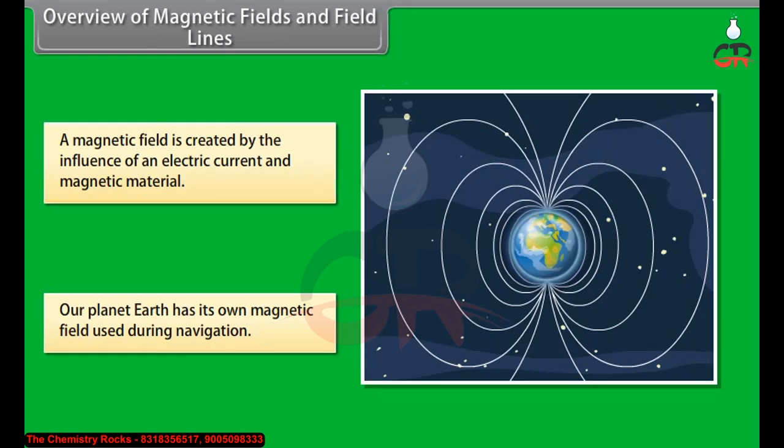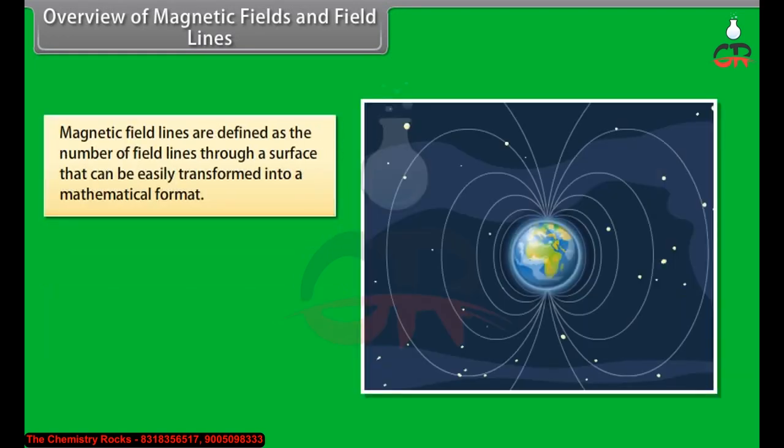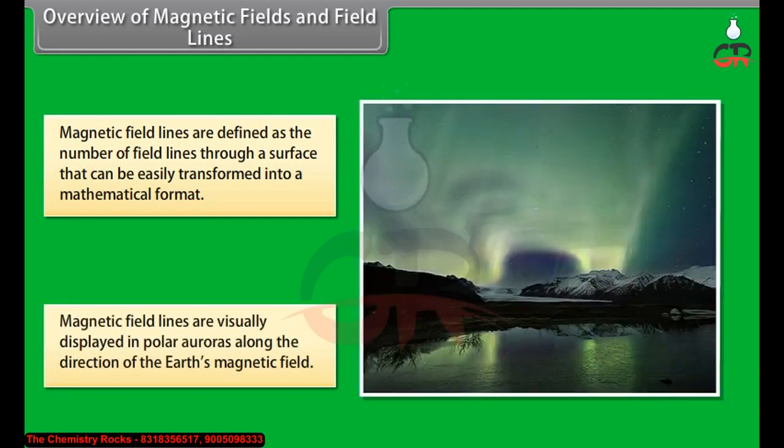Magnetic field lines can be compared to the constant altitude lines that are visible on a map. Magnetic field lines help in stating simple concepts of magnetism easily. Magnetic flux is defined as the number of field lines through a surface. These can be easily transformed into a mathematical format. Magnetic field lines are visually displayed in polar auroras, where visible streaks of lines are created along the direction of Earth's magnetic field.